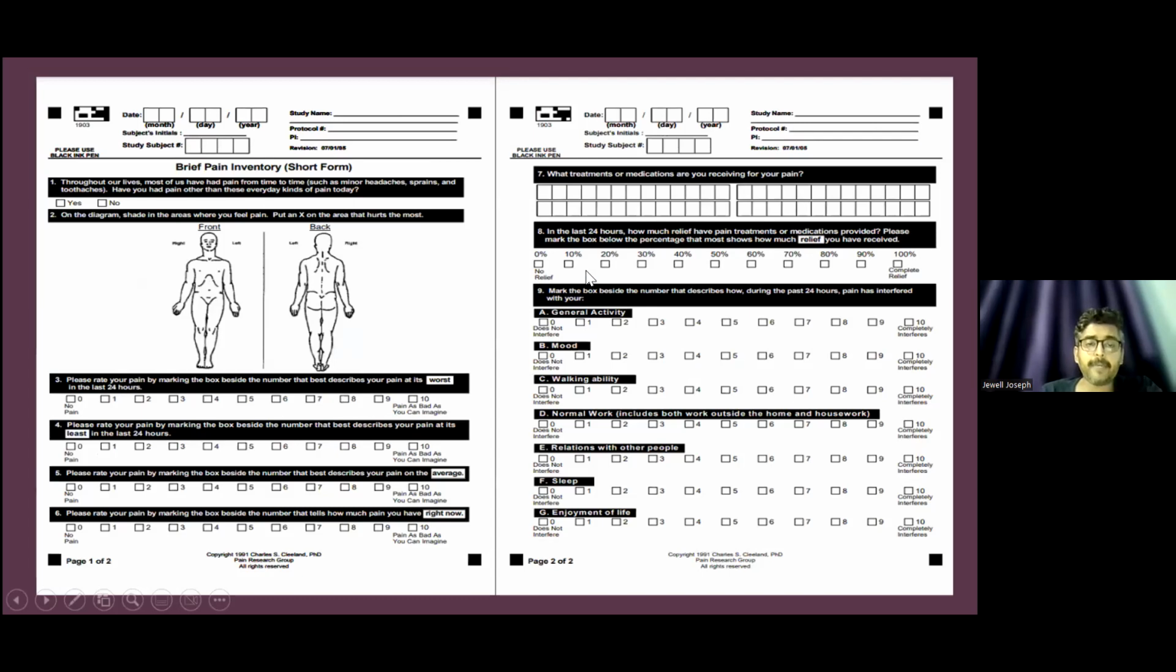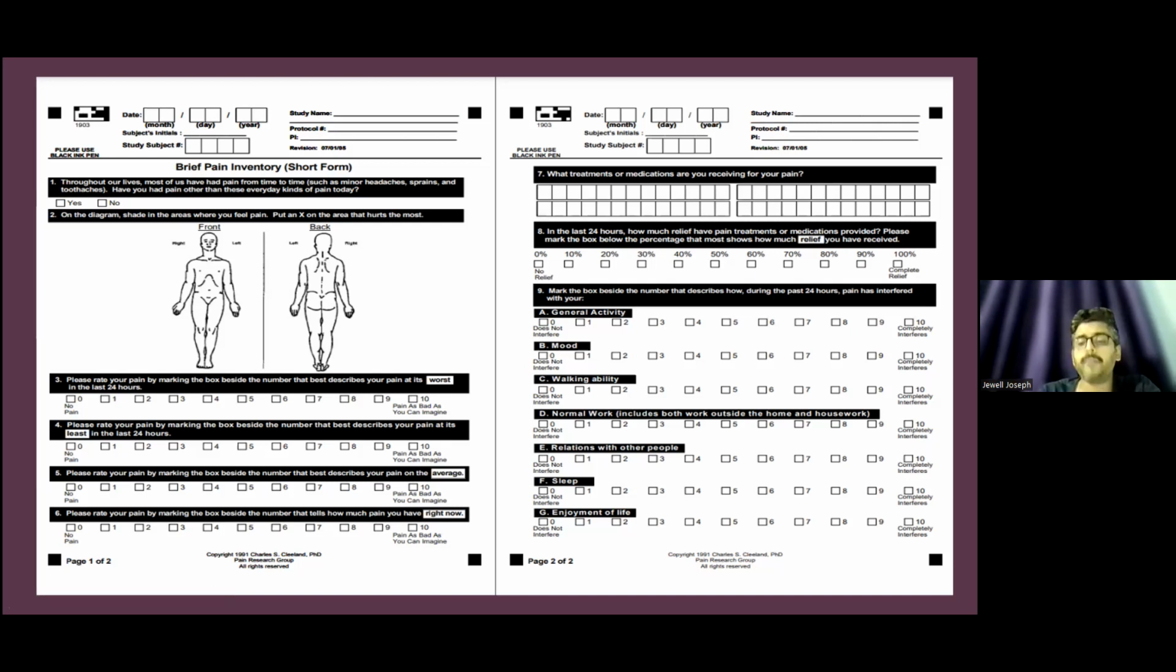This is the brief pain inventory short form, which we usually use. We can see that there is again a body diagram here. There is a numerical rating scale, with the least in the past 24 hours and the most in the past 24 hours, as we mentioned with the numerical pain rating scale alone. They also ask about average pain and the pain right now. There is also a section which looks at how the pain affects the general activity of the patient, mood, walking ability, and all those things. So this is the brief pain inventory short form.